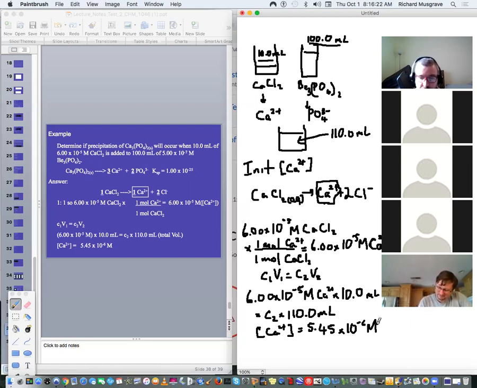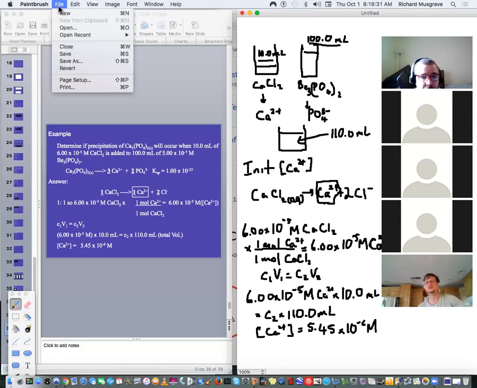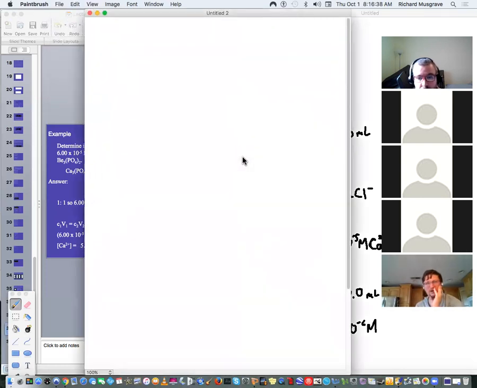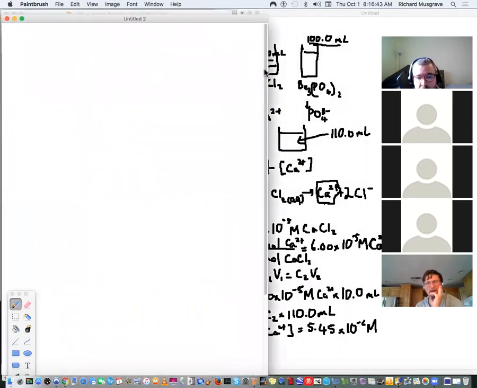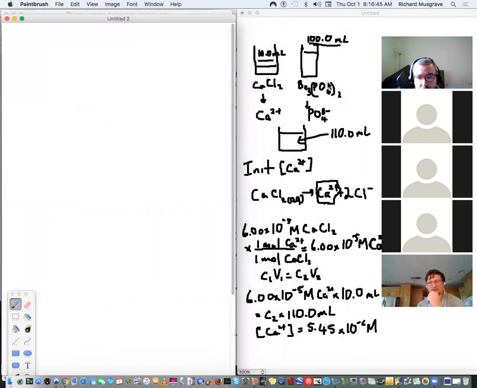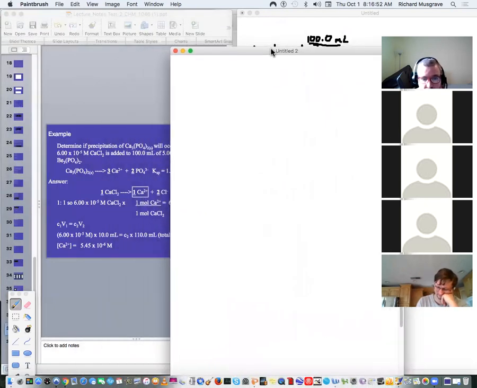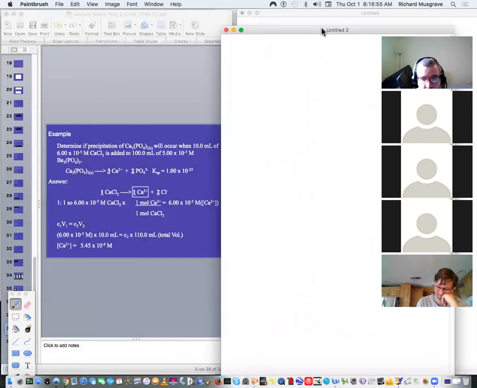All right, so that's how we're getting the calcium. I'm going to pull up another window here. Leave that other window behind for a second. File, new. Here we go. So the other thing we're interested in, of course, is what's going on with the phosphate. All right, let me see if I can. Yeah, I'll just put it over here for now.